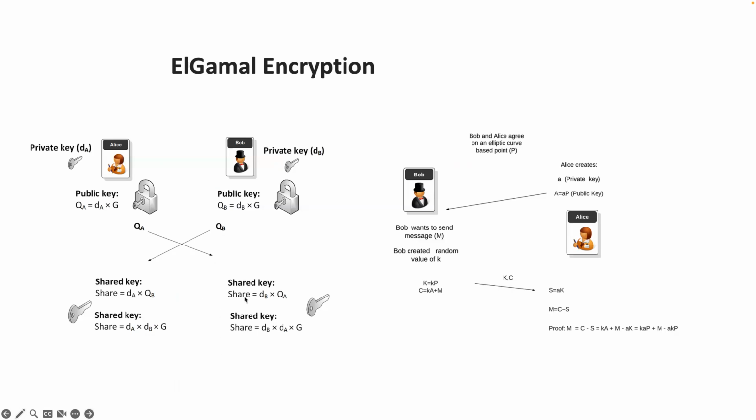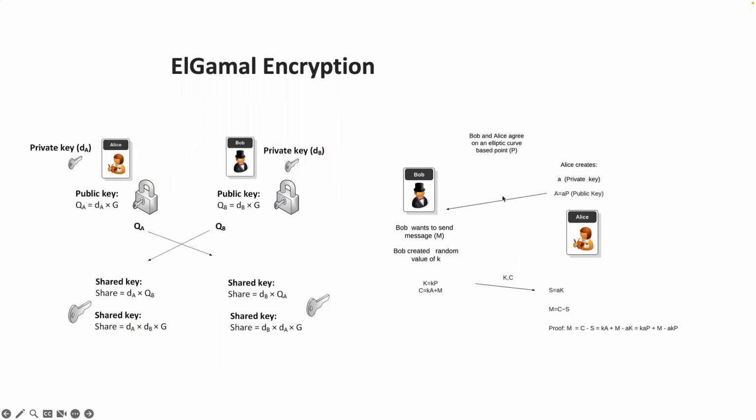Make sense so far? Diffie-Hellman? Yep. Okay, great. Once we know the Diffie-Hellman key exchange, then the ElGamal encryption is actually very easy. It's a slight modification, an extension based on the elliptic curve. So how does this work?